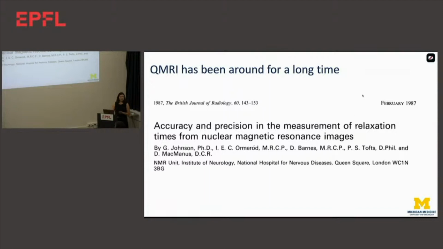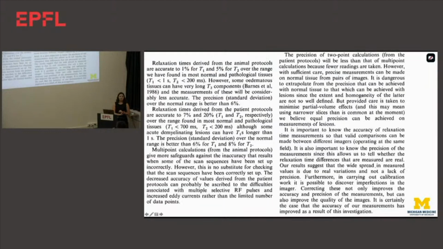So again, this is 1987. We're going to come back to this paper quite a few times. And this is a lot of the conclusion and discussion. I don't want you to read it, but I just want to point out some interesting notes, again, which we knew in 1987. Relaxation times were actually found to be pretty accurate. This is 7% accuracy in T1, 20% in T2. This is actually not so bad for 35 years ago.